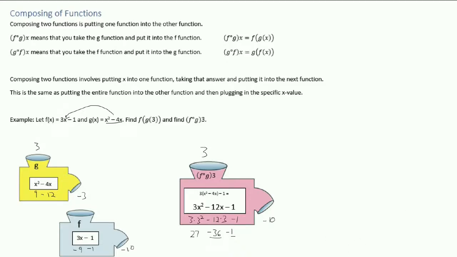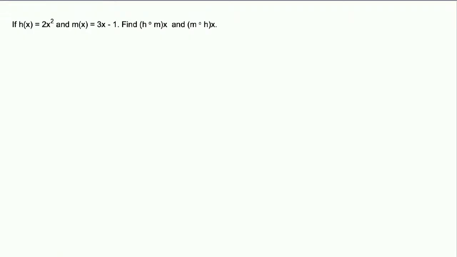So this last example that we're going to do here just does more the algebra of it. We're going to find two compositions here. We have h of x equals 2x squared and m of x equals 3x minus 1. Find h composed with m of x and then m composed with h of x. So we're actually switching them. So we're going to find both of those.